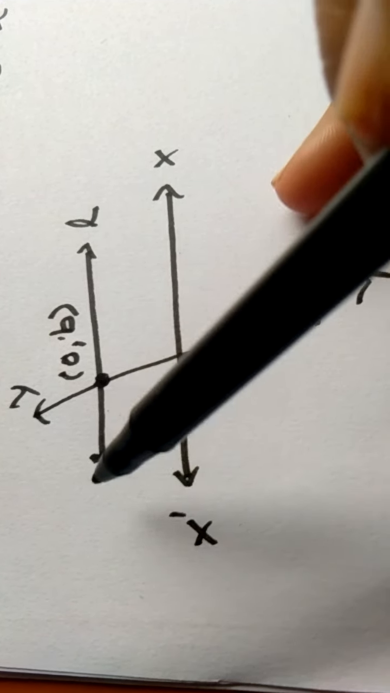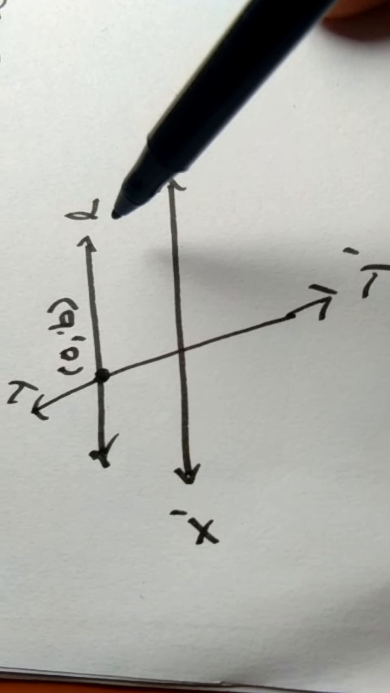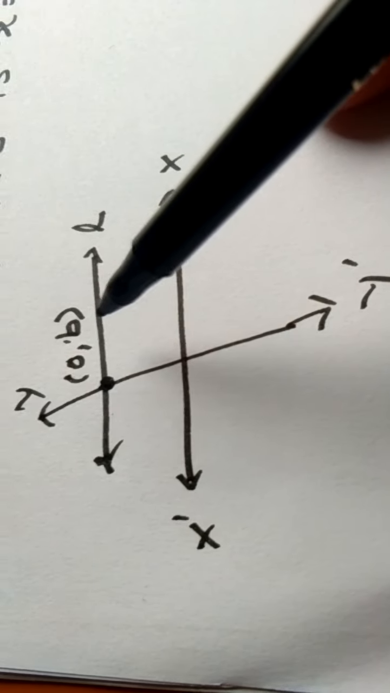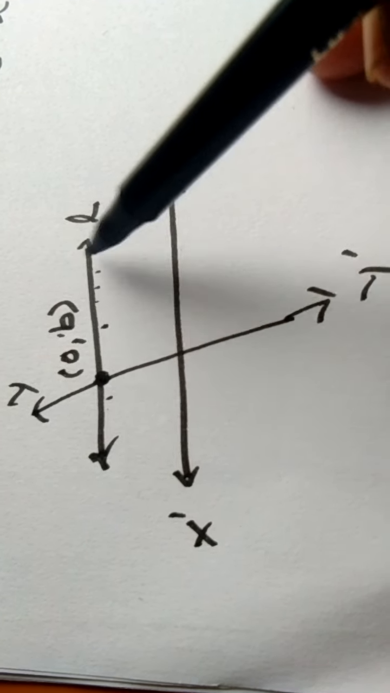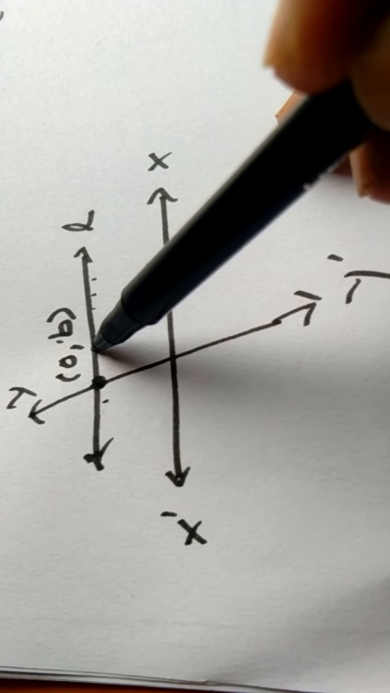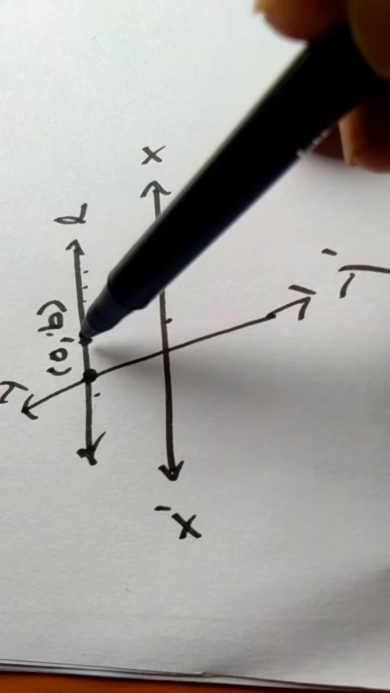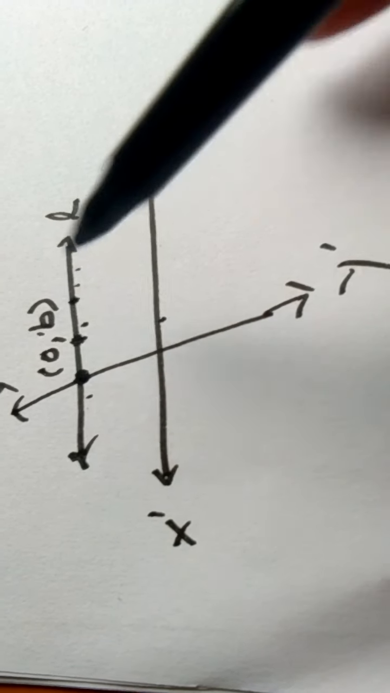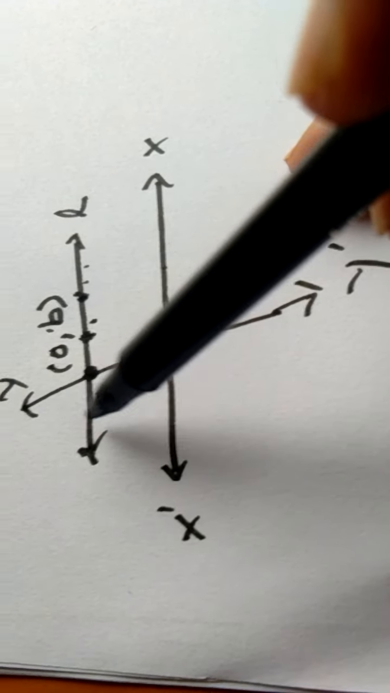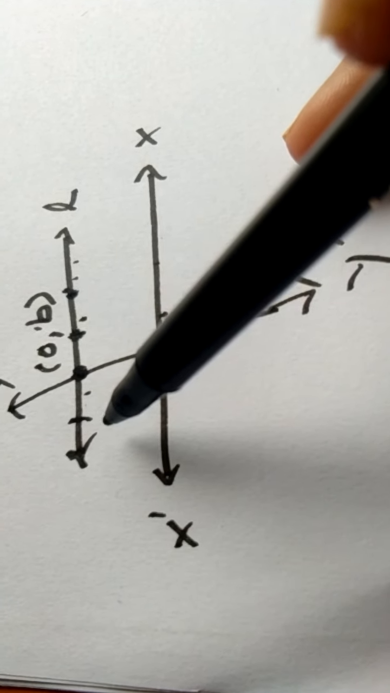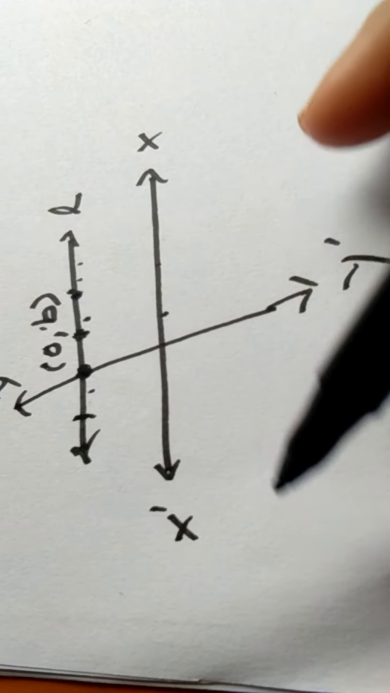Now all the points on this line have one fixed point. Which one fixed point? The value of b. B is a fixed point. If the point is here, then its x intercept will change, but y intercept is b. If the point is here, then x intercept changes, y intercept is b. If the point is here, now x intercept is negative and y intercept is b.